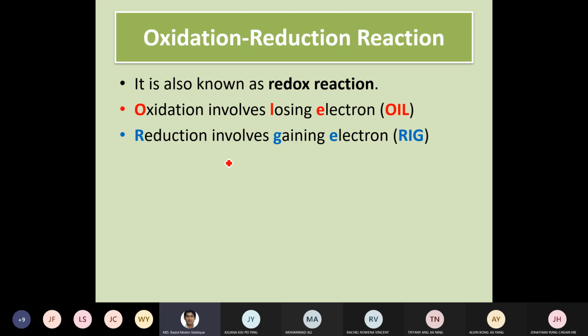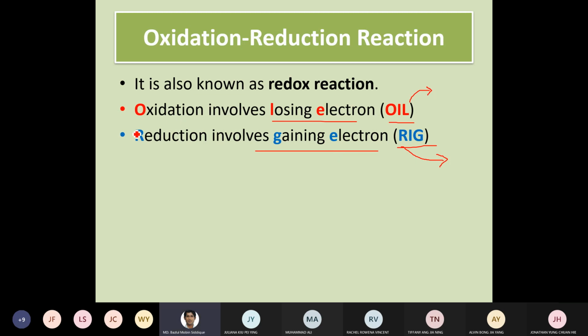Now we go to oxidation and reduction reactions. Although we don't have time, I just want to start it today. We have already seen before, oxidation is OIL and RIG. Oxidation is losing of electrons. Reduction is gaining of electrons. So those who are losing the electrons become oxidized. Those who are gaining the electrons become reduced.